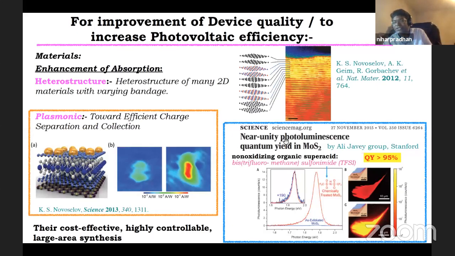And this is another, which is a very exciting thing, that you can use some chemistry. This is one of the chemicals called TFSI. When they use it on top of a single atomic layer of MoS2, the photoluminescence quantum yield increases about 200 times compared to the single atomic layer bare material. So if you can use all these things together, then probably there is a huge amount of photovoltaic efficiency that you can gain using this 2D material.